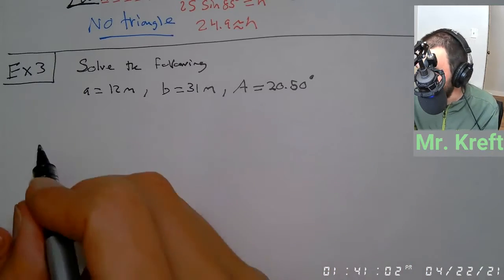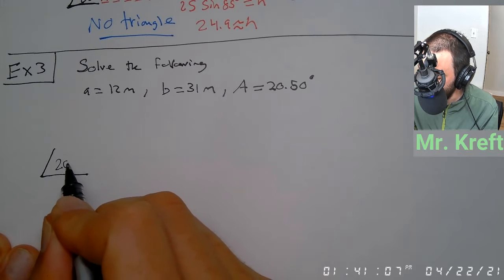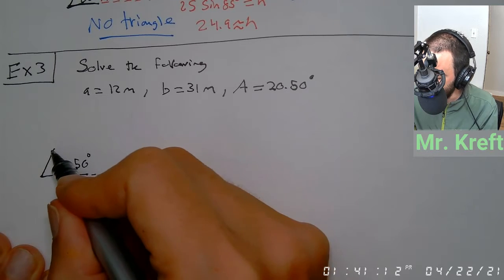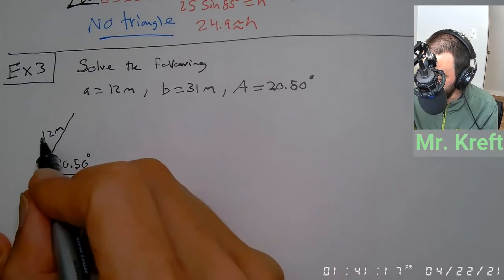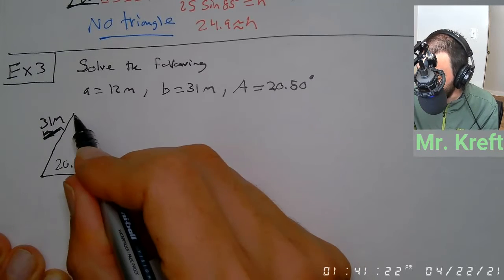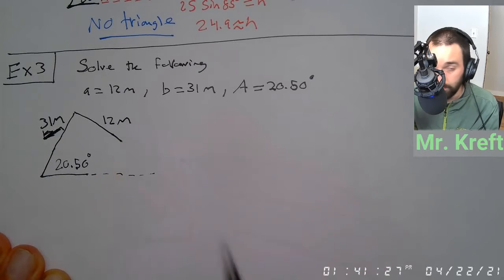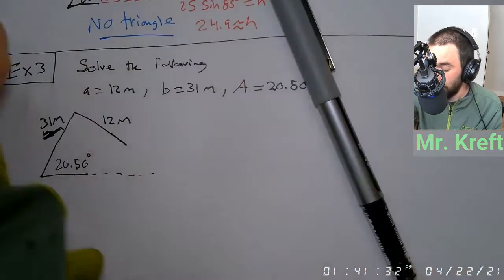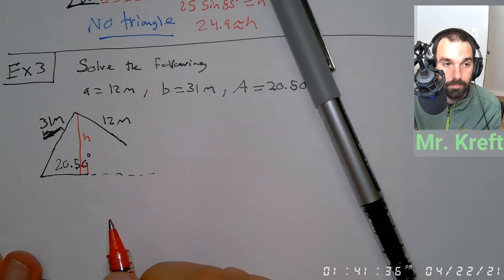Angle side, right? So this is an ass problem. So I'm going to draw a picture. So I have my angle is 20.5. And then I got 12 meters. And then 31. So B is really long, and then 12 isn't anywhere close to being that long. I do want to make it a little bit longer. There we go. So the first thing we have to do is find the height.